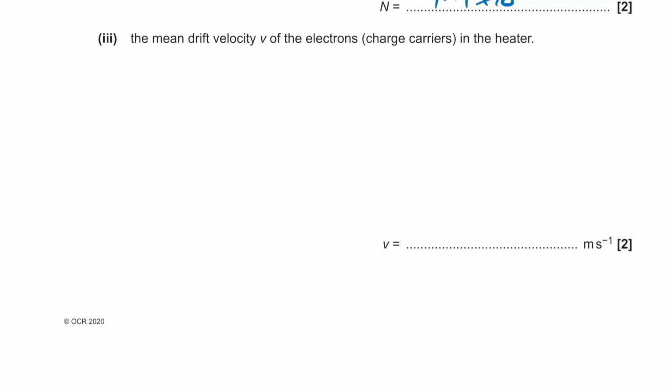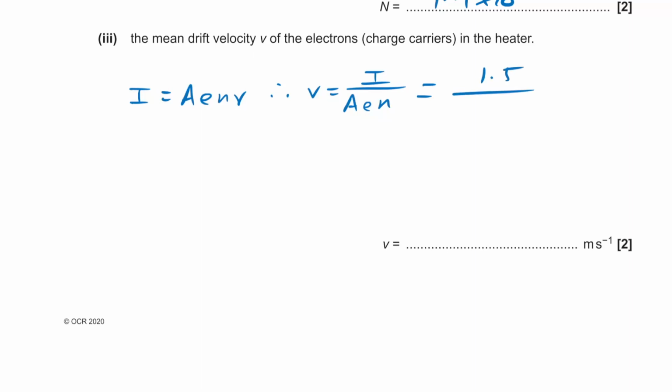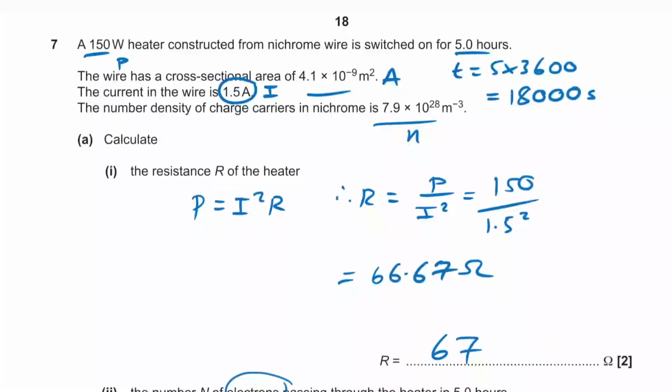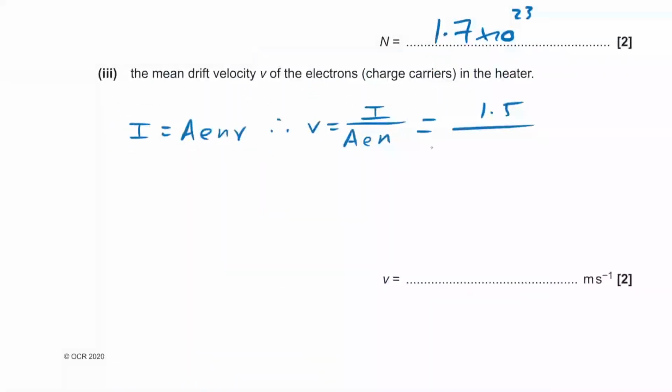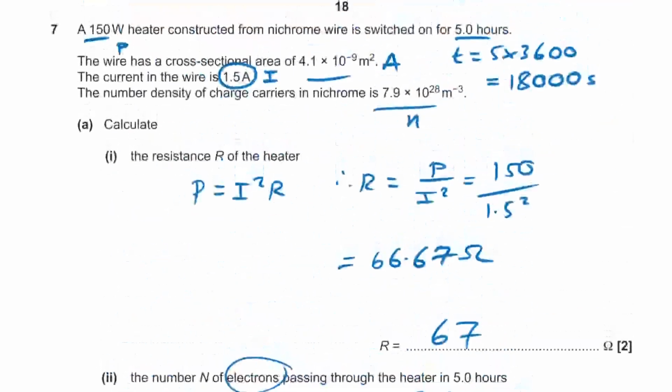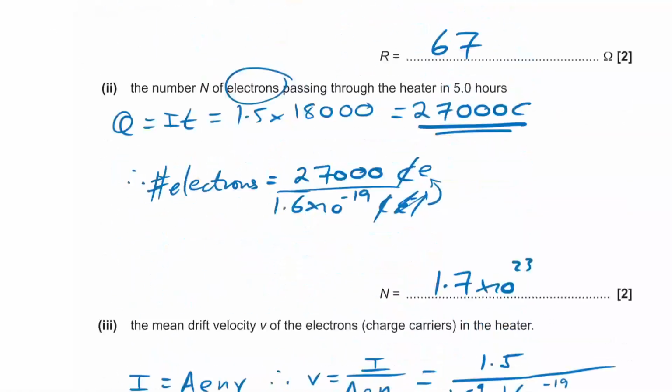Calculate the mean drift velocity. Yeah, here we go. So current is equal to A, E, N, V. Therefore, V is equal to I over all of this nonsense. And it is nonsense. So that's 1.5 divided by a cross-sectional area of 4.1 times 10 to the minus 9 times by, well, we know the charge of an electron is that, times by, what was our density? 7.9 times 10 to the 28.